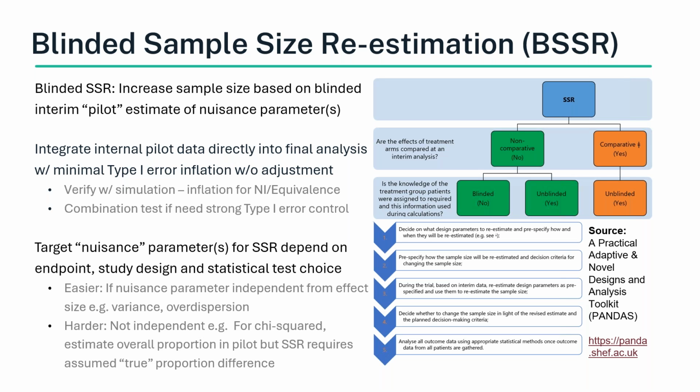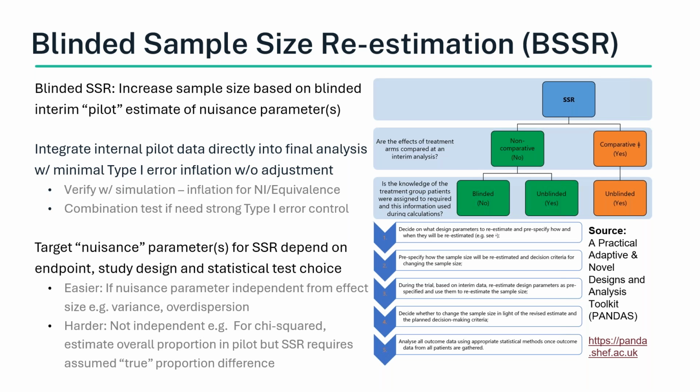And what I'd say in terms of the blinded SSR methods is there's kind of two main branches. There's blinded SSR in the case of nuisance parameters that are independent of the effect size, and there's ones in which the nuisance parameter is dependent on the effect size, or at least using that nuisance parameter to get estimates for the parameters of interest requires making an assumption about the effect size. So for nuisance parameters which are independent, think about the variance in the case of the two-sample t-test. We talked about that already in the context of external pilots. Over dispersion in the context of count models.